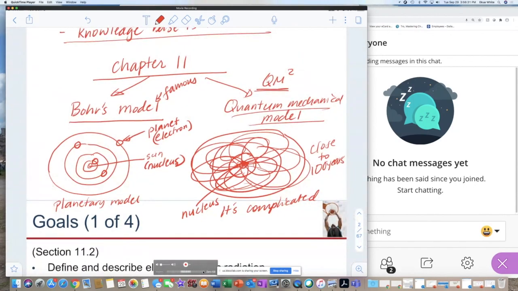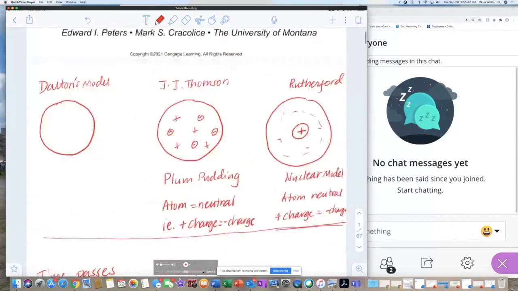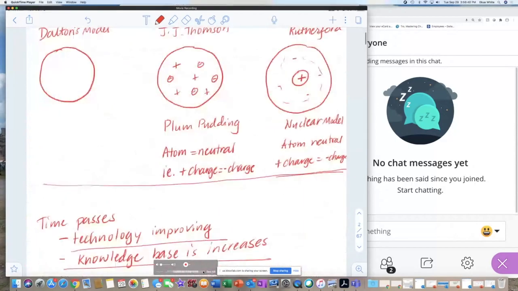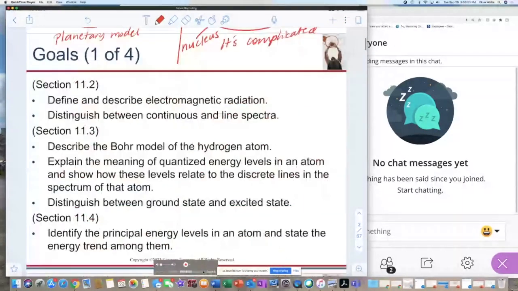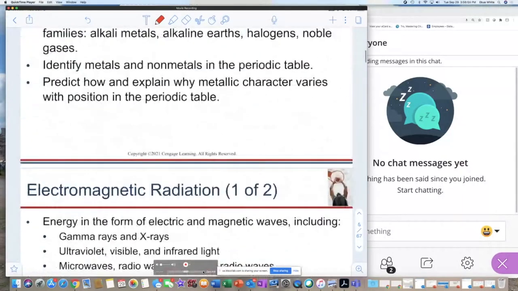But this is going with this. So we'll start with Bohr's model and why there was a need for a new model. Remember, in science, we are always moving to a new model because the current model is not working for one reason or another, okay? And we're never satisfied. That's just the world of scientists, okay? We're always thinking there's something better out there. Anyway, so let's go to the first slide.